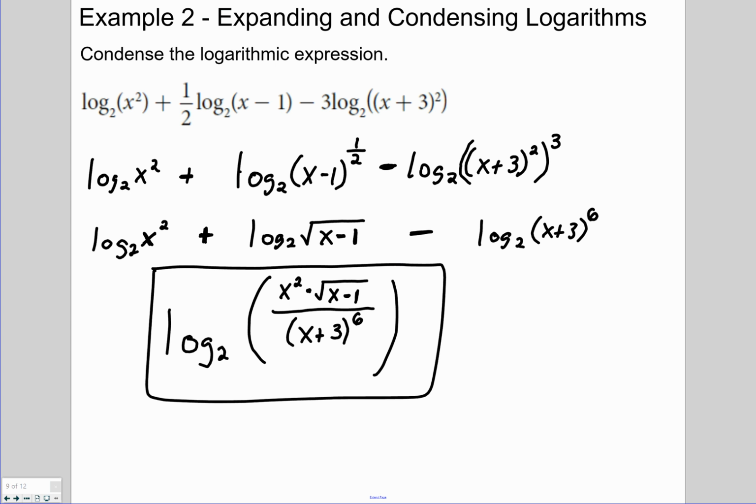What happens if there's different logs? Can't do it. It has to have the same base. You won't get a problem that has different log bases. Gotta have the same base. Yes, everybody okay?